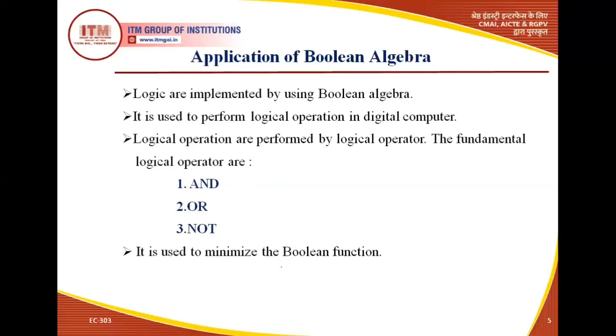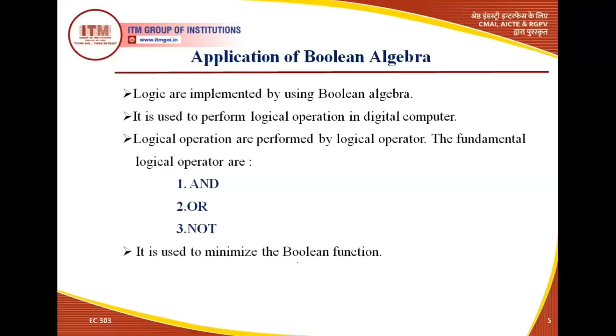And Boolean algebra is also used for reducing or minimizing the Boolean function. Now what is the advantage of minimizing a Boolean function? If we minimize the Boolean expression or Boolean function, the hardware is also reduced. That means if we reduce a Boolean expression which has 5 terms, and by reducing we now have 3 terms, the number of logic gates needed to implement that particular expression or equation is reduced.